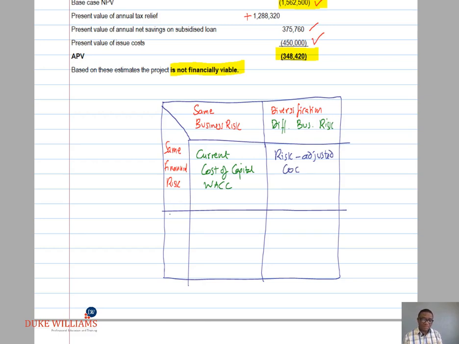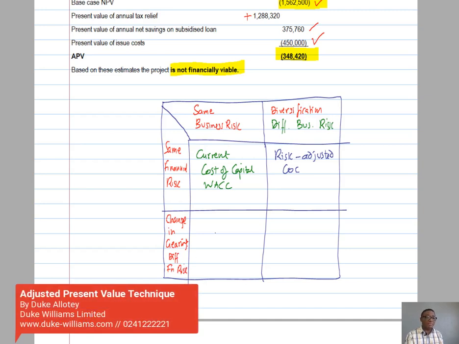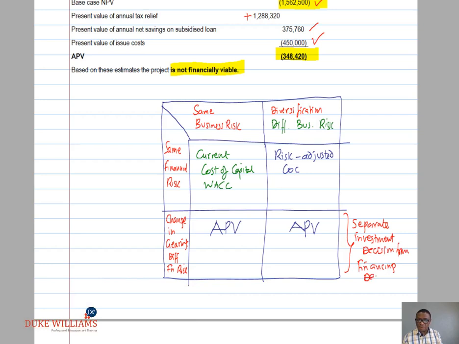But the moment there is a change in gearing, i.e. different financial risk, it doesn't matter whether we are in the same industry or diversifying, we will separate the investment decision from the financing decision. So in this bracket, this is where we would always have to separate the investment decision from the financing decision. And I hope this video will help you appreciate the APV technique.